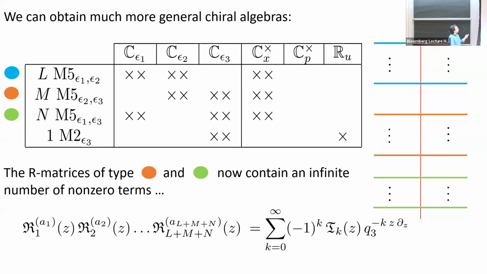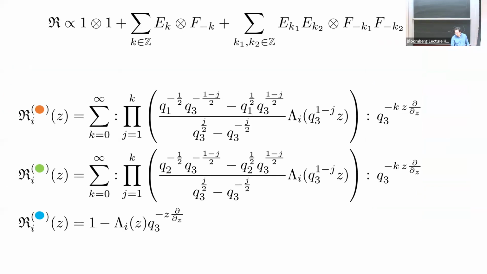Now, what's interesting is that when you consider these different assortments of M5 branes, these new ones, the R matrices are no longer just 2 terms. They're an infinite number of terms. Remember, I told you the R matrix looks like an infinite expansion in this E tensor F. Well, all the terms now contribute. You can sum them up exactly by induction. You can prove that the R matrix on the Fock tensor vector in the first direction actually gives this expression, where the lambdas are the free boson operators, and this Q3 shift are the shift operators of the vector representation.